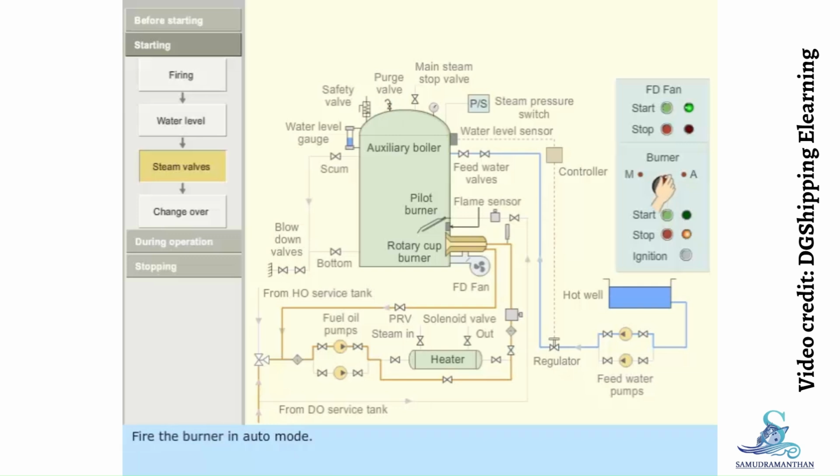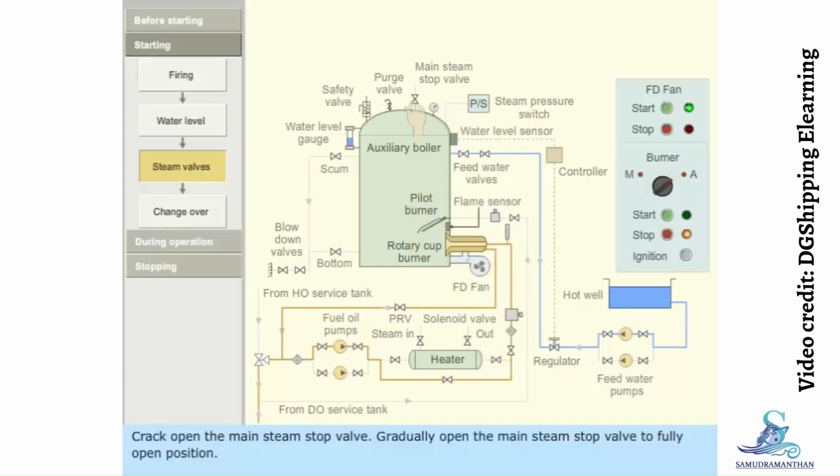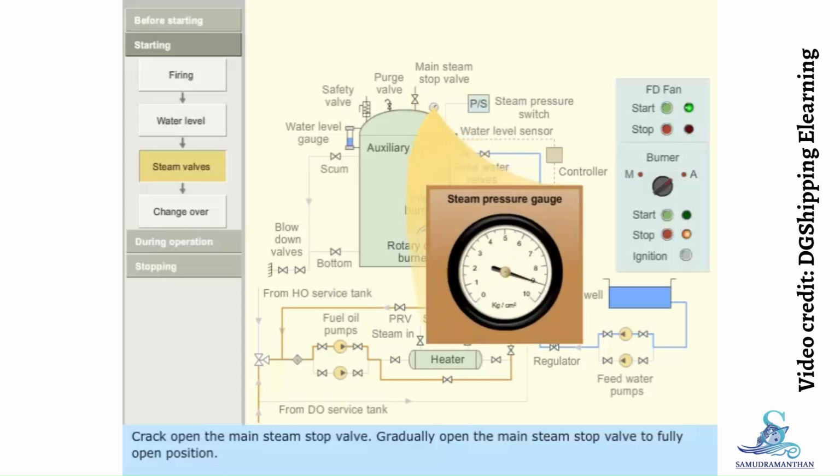Fire the burner in auto mode. It will cut off at the set value of 9 bar. Crack open the main steam stop valve. Gradually open the main steam stop valve to the fully open position. The burner will start firing automatically as pressure in the steam drum reduces.